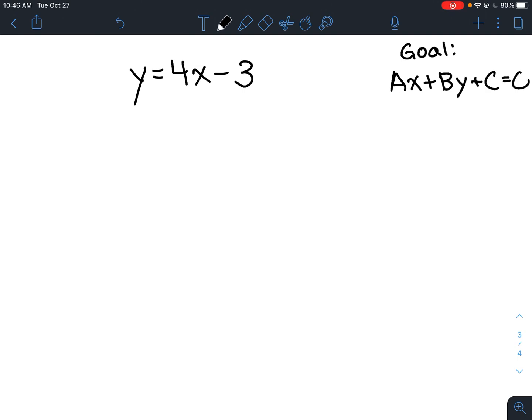Let's go the other way. Okay, let's say we had y equals 4x minus 3. So now we've got slope-intercept form, and my goal is I want to convert it to standard form. I'm going to say standard form is ax plus by plus c equals 0. Basically, I want to move everything to one side. It doesn't actually matter what side. It's cool if it looks like this, too. It's actually the same thing. You can flip-flop the sides however you want.